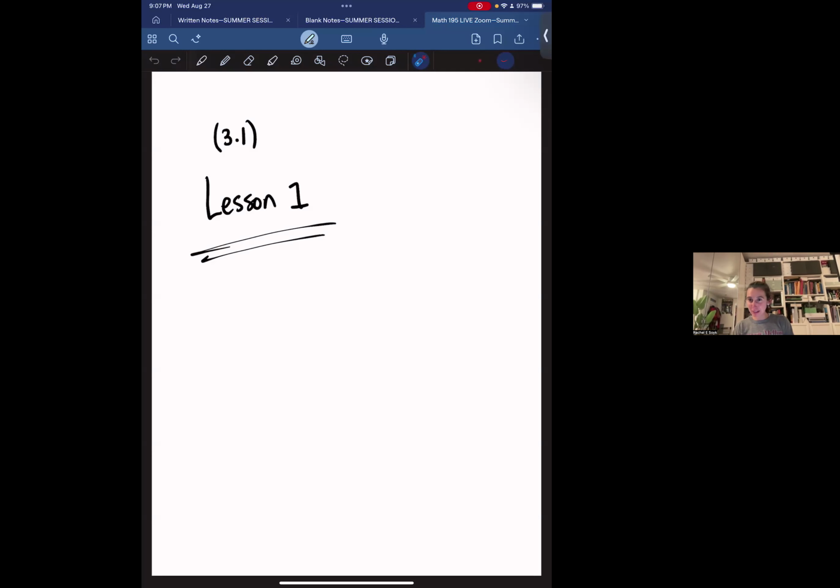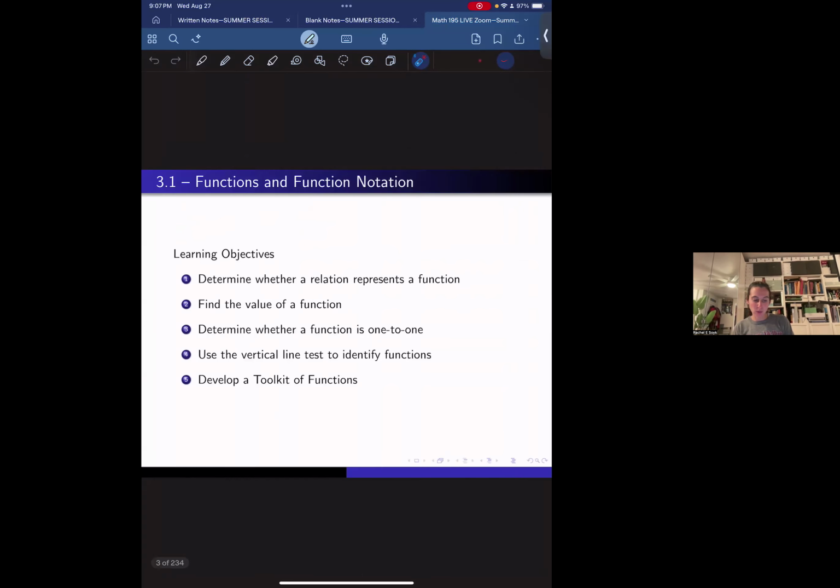This is our first lesson in learning pre-calculus. We're going to cover functions and function notation during this section. A lot of vocabulary, and we have 5 objectives. So, we'll be able to determine whether a relation represents a function. We will be able to find the value of functions.